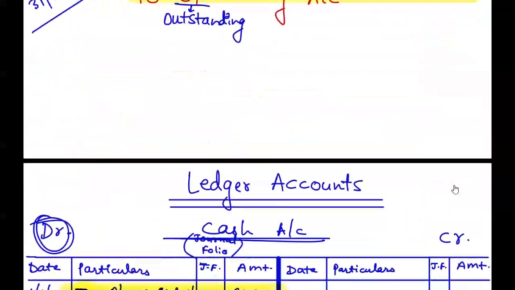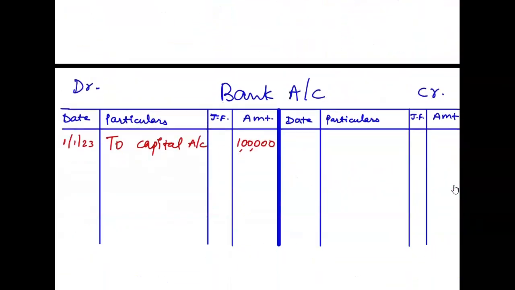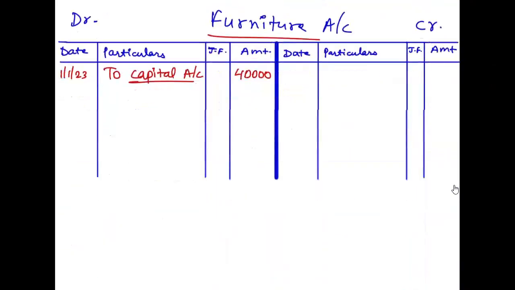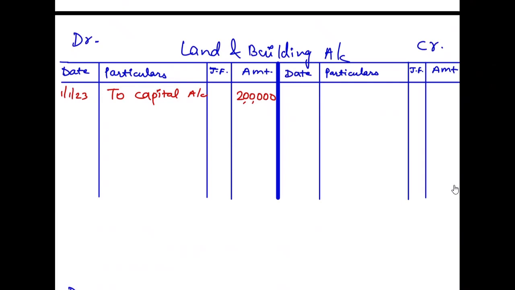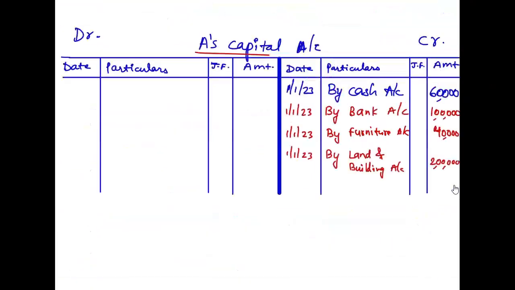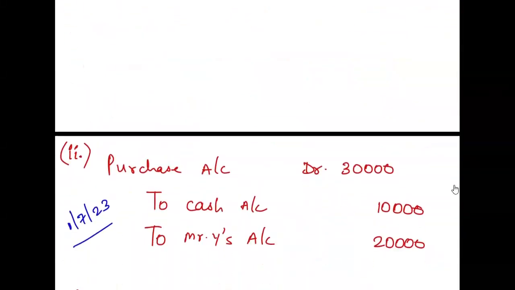You can see here cash account debited by 60,000. Then we have bank account debited by 1 lakh, furniture account debited by 40,000 and land and building account being debited by 2 lakh rupees. And for all these, we have credited the capital account, cash 60,000, bank 1 lakh, furniture 40,000, land and building 2 lakh. So that is the all journal entry for the first accounting entry. Now let's do the second one.